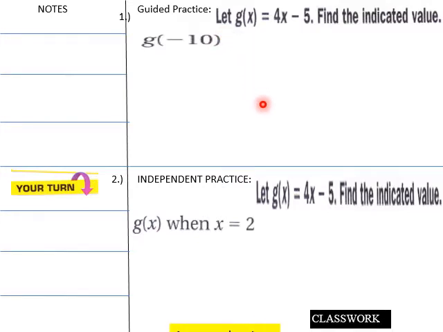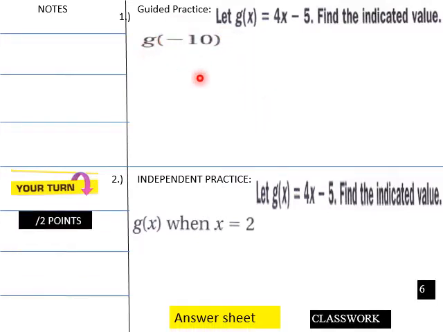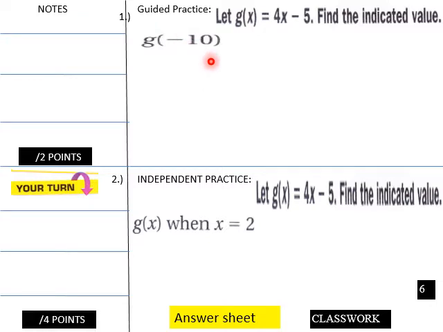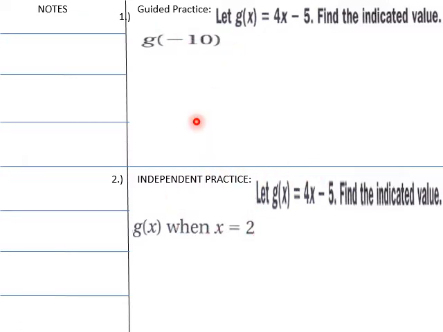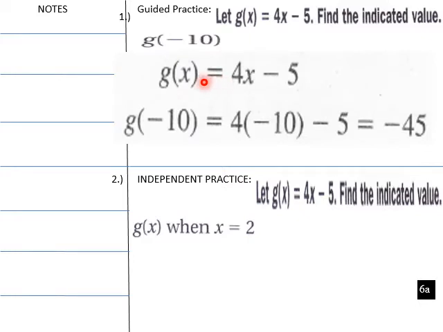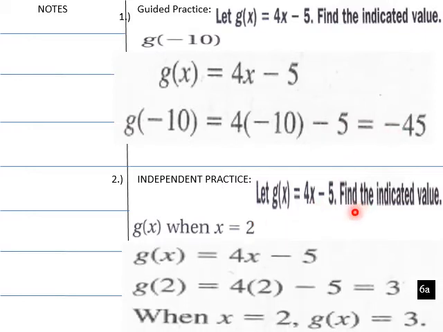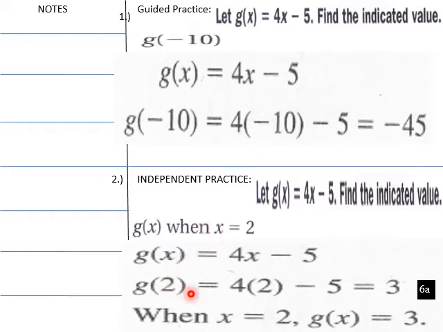Moving into our guided practice, let's find out what g of -10 would be. We substitute -10 for x, and g of -10 equals 4 times -10 minus 5, which is -45. Oh wait, here's a freebie. When x equals 2, g of 2 equals 4 times 2 minus 5 equals 3. So when x equals 2, g of x equals 3.